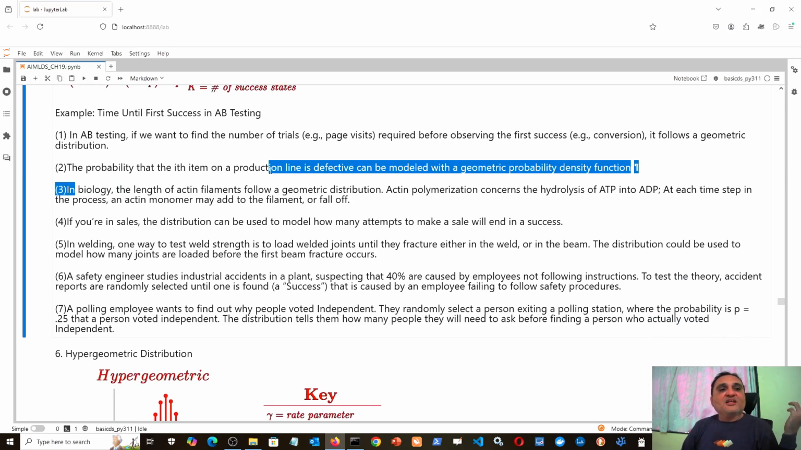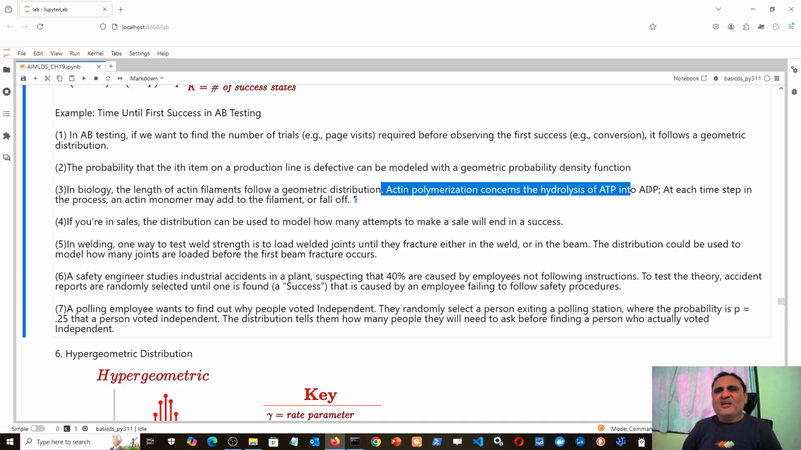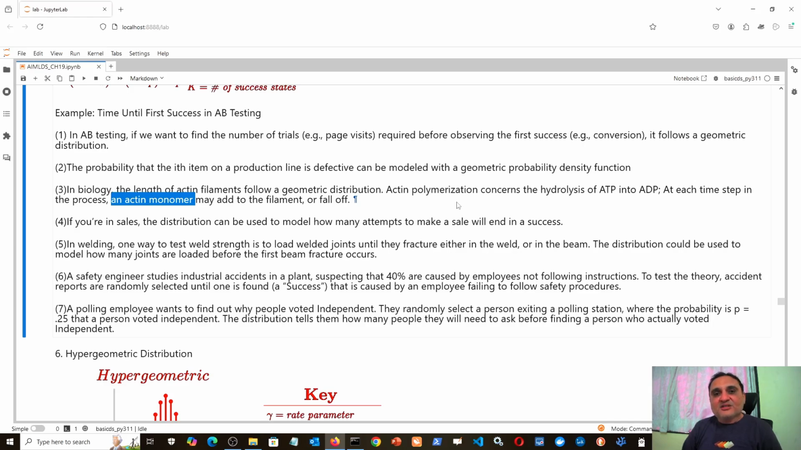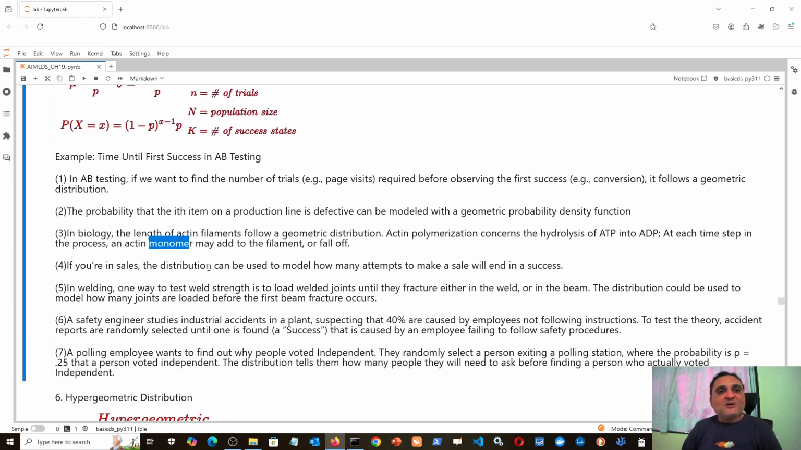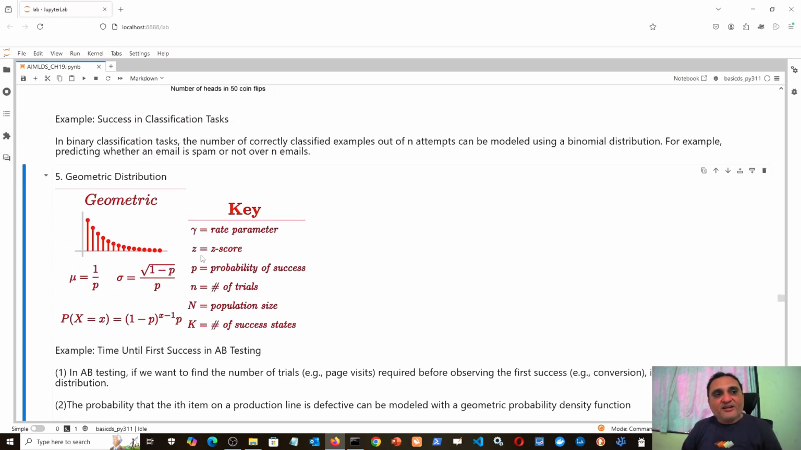Okay, so similarly in biology, the length of actin filaments follows a geometric distribution. Now this is a domain-specific thing, so even I do not know much about this, but actin polymerization concerns the hydrolysis of ATP into ADP, and at each step in the process, an actin monomer is added. Polymer means poly, many molecules, and monomer means a single molecule. So single molecules keep on adding and go on forming a chain. That is called polymerization, right? That much everybody knows. So an actin molecule may either add to the existing polymer or it may fall off. But that predictability can be modeled using geometric distribution.